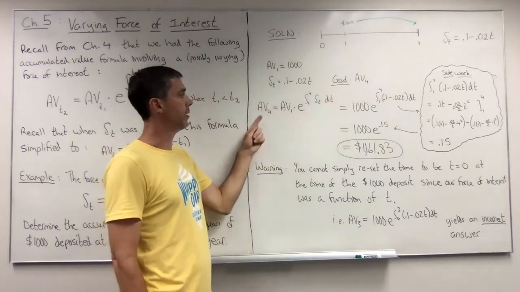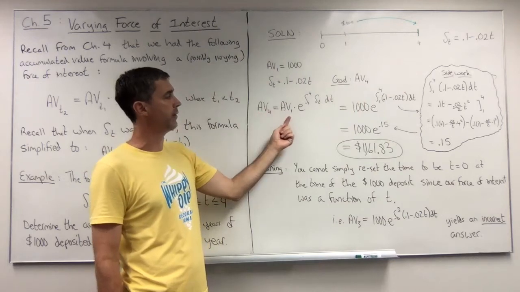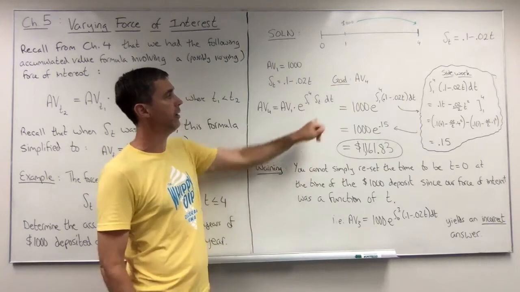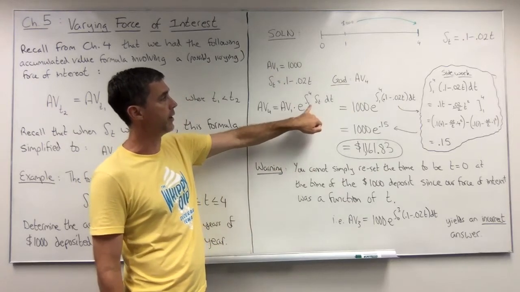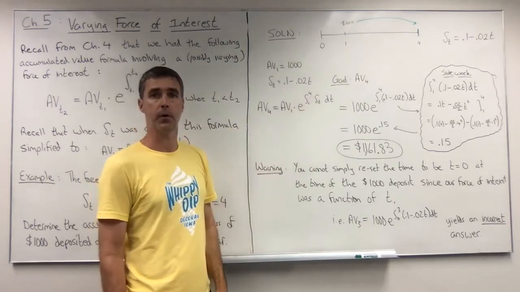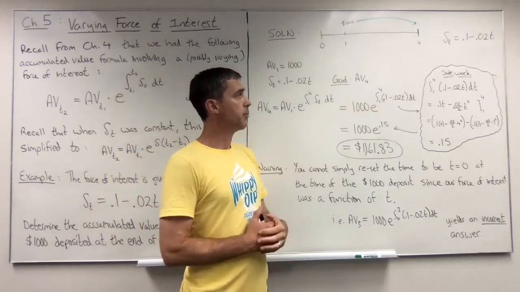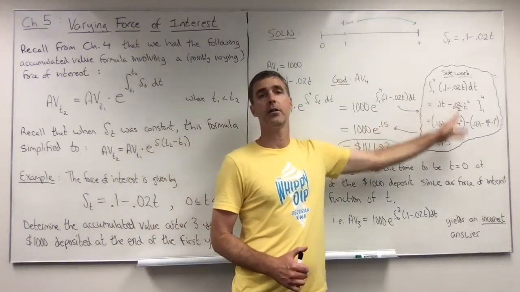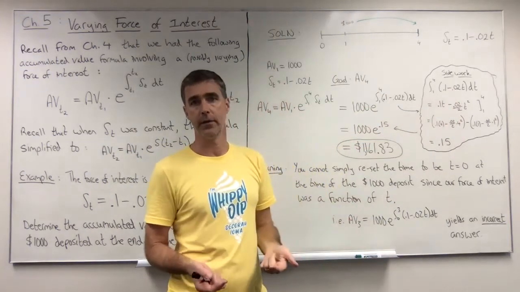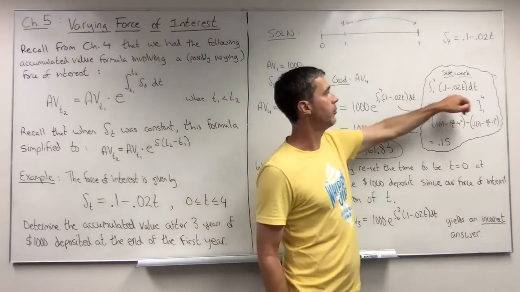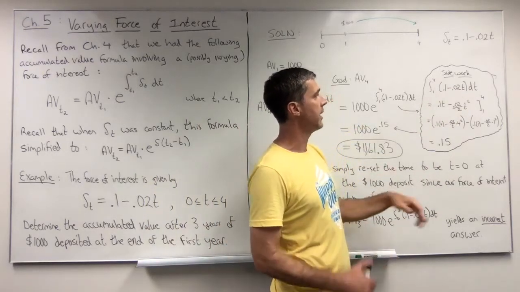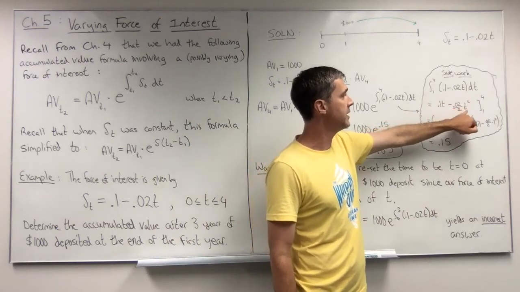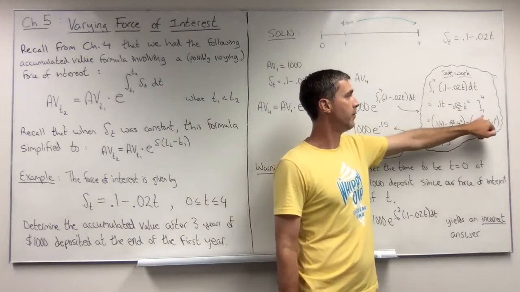So applying the formula, the accumulated value at time 4 is the accumulated value at time 1 times e raised to the definite integral of delta t evaluated from 1 to 4. All right. Delta t is 0.1 minus 0.02 t. And now off to the side here, I'm just going to crank out that Calc 1 definite integral. So the definite integral of 0.1 minus 0.02 t, well, first off, an antiderivative is 0.1 t minus 0.02 t squared over 2, evaluated from 1 to 4.